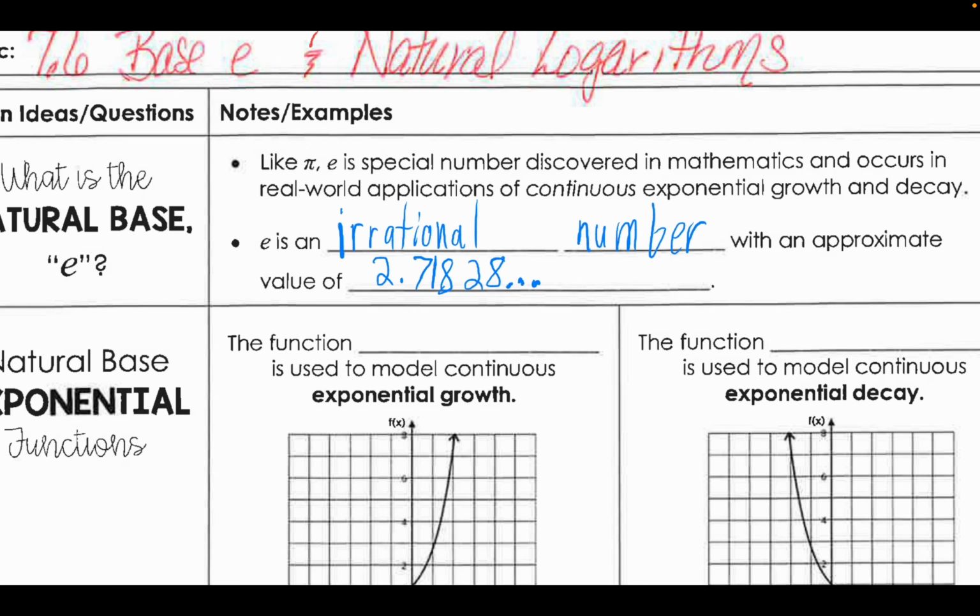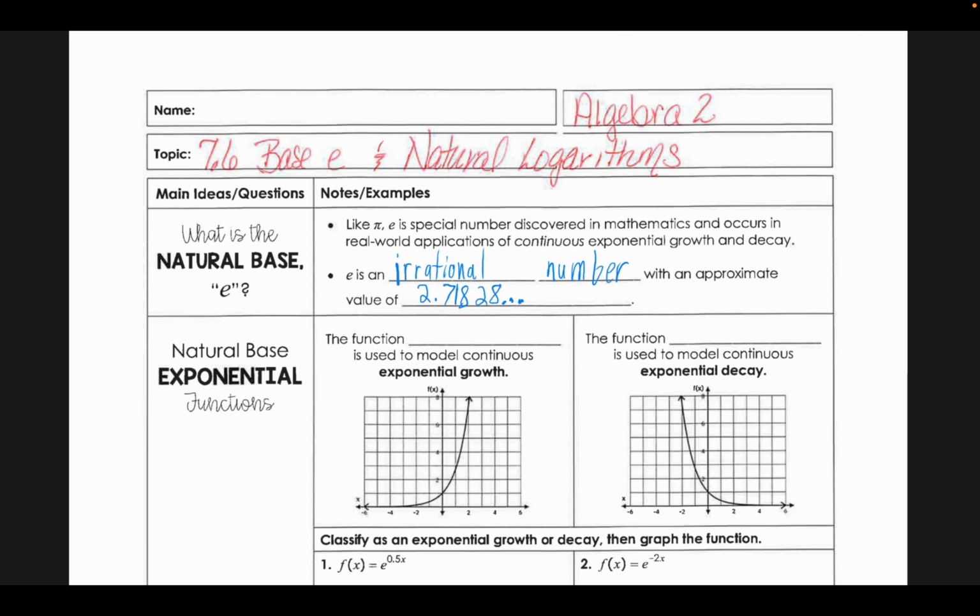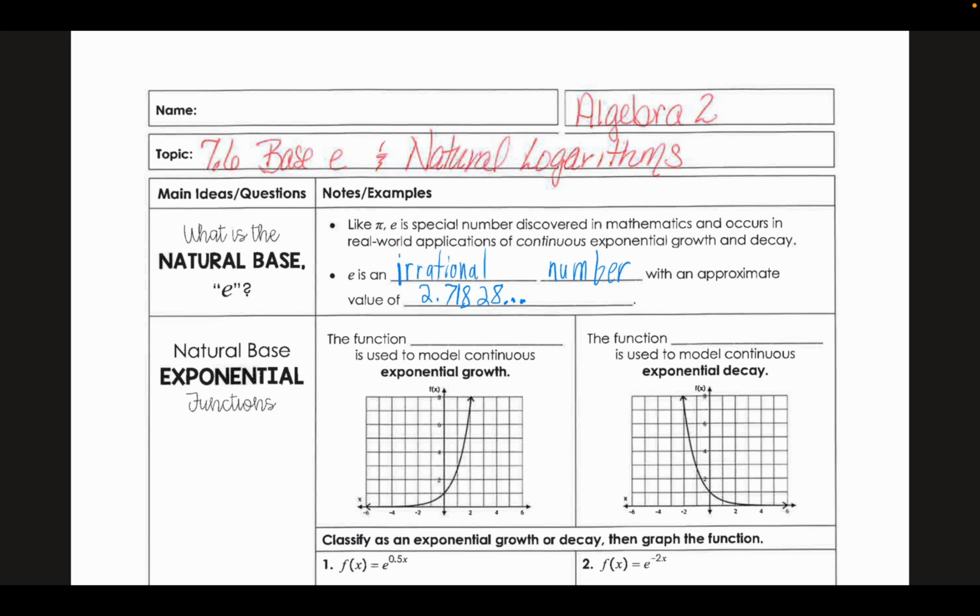And so pi, we know, is used for things such as circles and spheres and cones and really lots of different things that are round in nature, for finding area and surface area and volume and different things like that. Well, what's E for? Well, E is used for things such as exponential growth and exponential decay, and more specifically, continuous exponential growth and exponential decay.